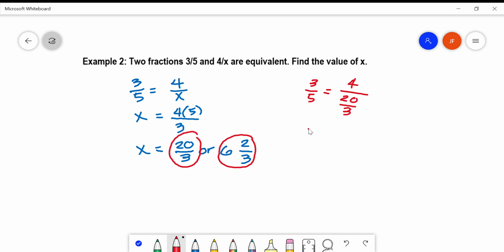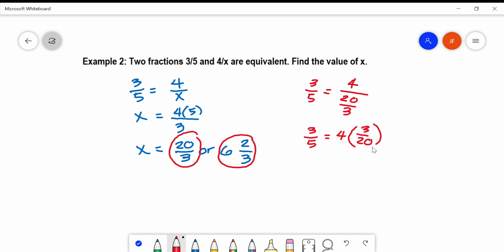Then by calculation, 3 over 5, on the right side of the equation, we are going to apply the rule in dividing fractions. So the flip and multiply. So since the numerator is 4, write 4 here. And multiply to the reciprocal of the denominator, 20 over 3. The reciprocal of this is 3 over 20.